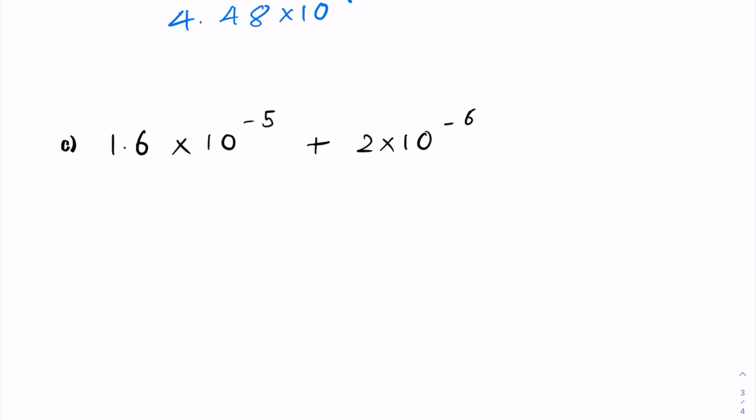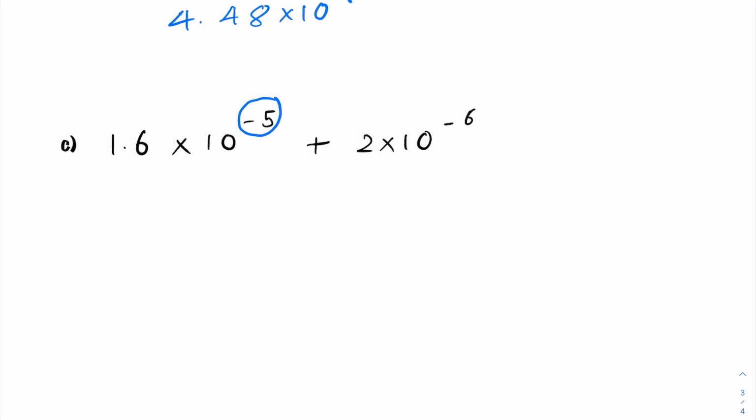Now this one, again, we're going to do exactly the same technique. We're going to have to make the powers match up, but this time you can see how they're both negative. That's going to be a little bit more tricky to think about. And in actual fact, just the same as before, we're going to focus on the bigger power first. And if you think about it, negative 5 is actually bigger than negative 6. It's more positive than negative 6. It's quite a difficult concept to get your head around at the beginning. If you think about it in terms of a number line, negative 5 is more towards the right than negative 6. So it's bigger than negative 6.